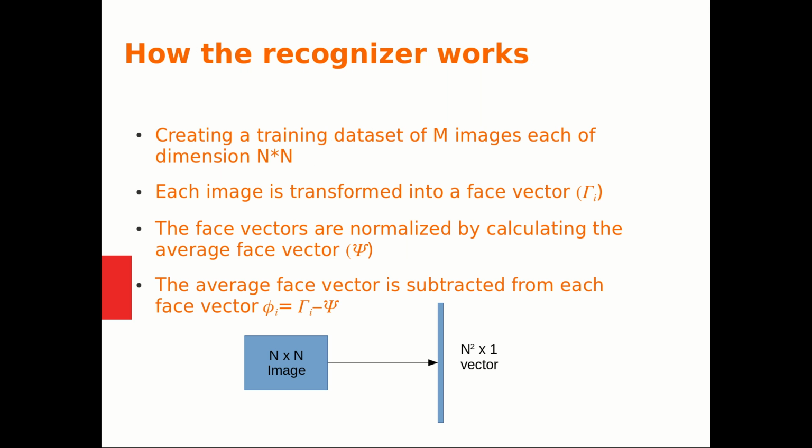Now I'll go into details of how the recognizer actually works, basically giving you a proper overview of whatever I spoke about till now. We create a training data set of m images. We need to train our algorithm as to which faces are recognizable, and recognizable, that's the question, recognizable against what.